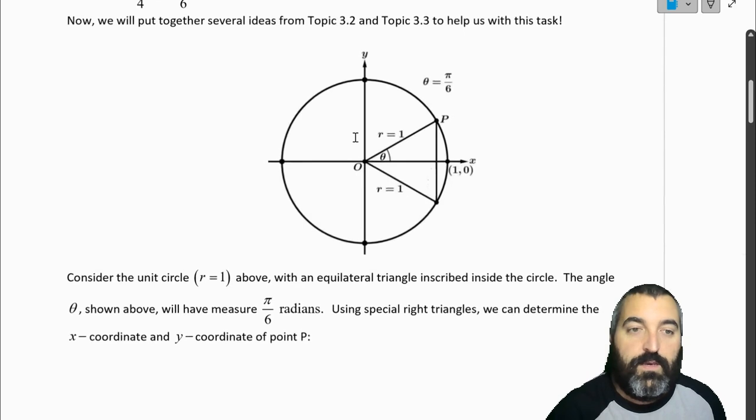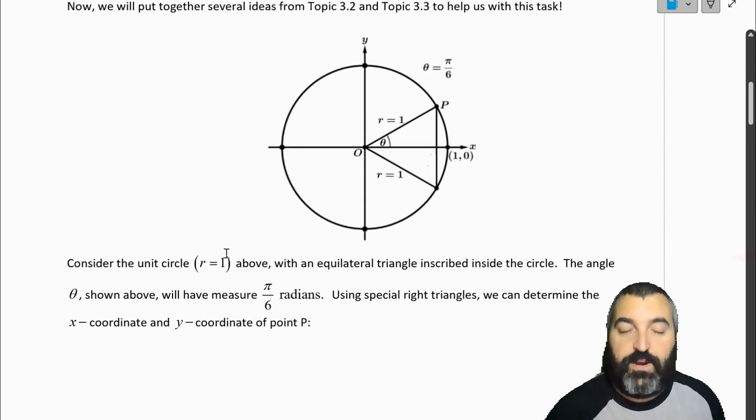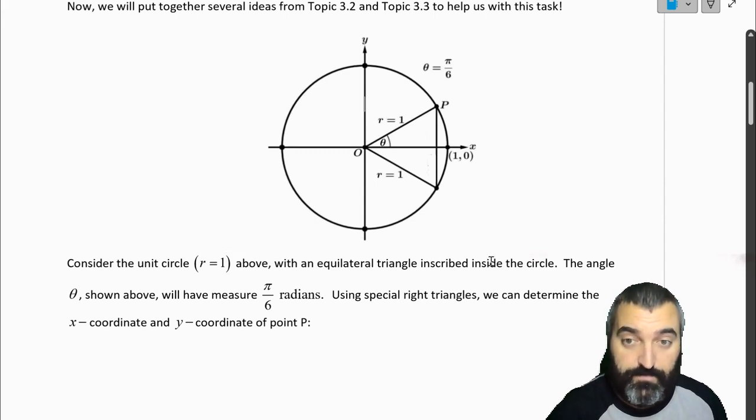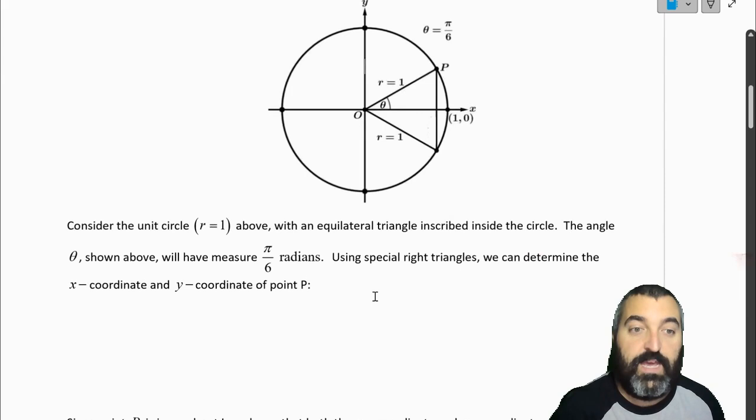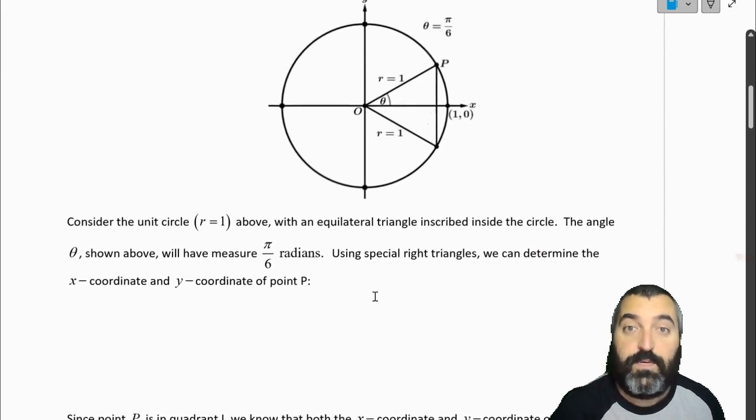task. So we have this unit circle, meaning radius is 1. Okay, that's why it's called a unit circle, with an equilateral triangle inscribed inside the circle. The angle theta, shown above, will have a measure of pi sixth. Okay, that's because normally equilateral would be pi thirds each angle, but it's been cut in half, so that's why it's pi sixth. Using special right triangles, we can determine the x and y coordinates of point P.